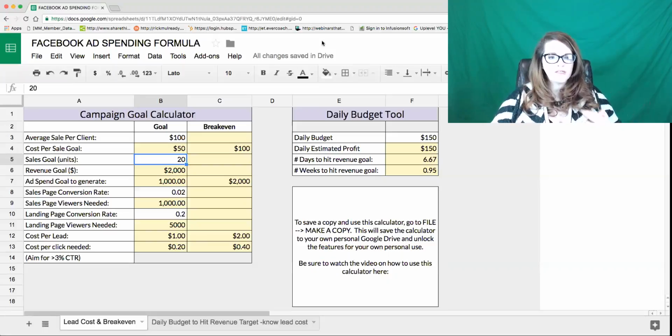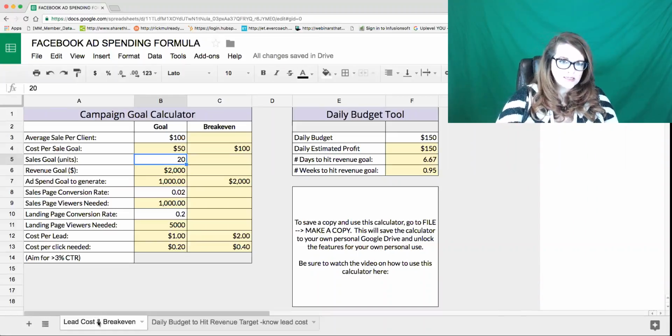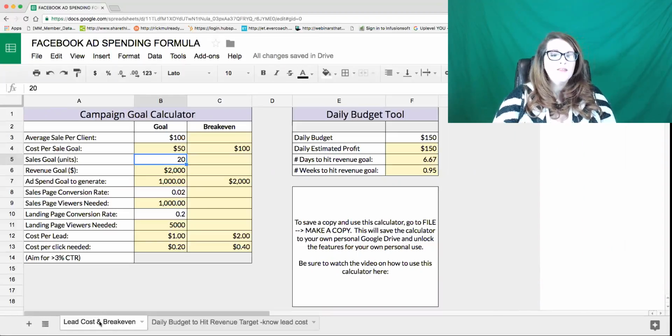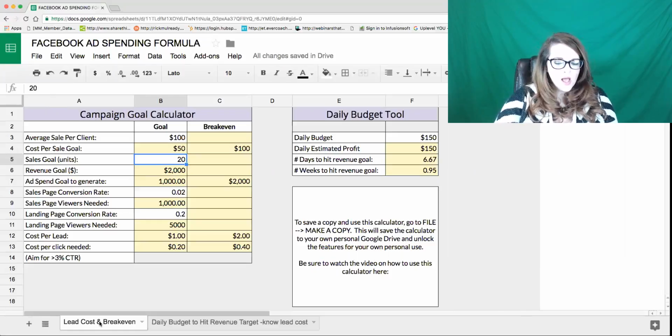Okay, so let's dive into this campaign goal calculator. There are two different pieces of the calculator. The first one is this one here. It's the lead cost and the break-even calculator. This is where you're going to start if you are new to Facebook marketing, or if you don't really have a really solid Facebook campaign that you've run in the past. Maybe everything's been a flop and you're just trying to figure out what you're doing wrong. This is going to be a really great place for you to start.